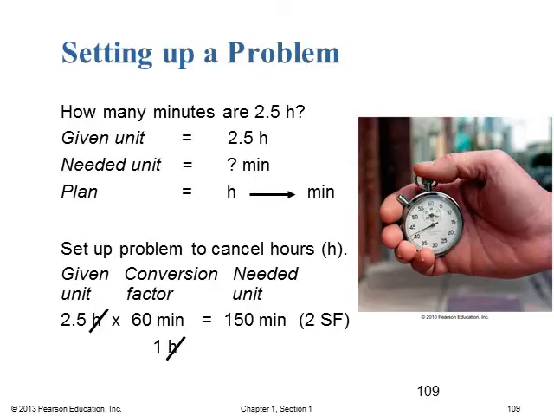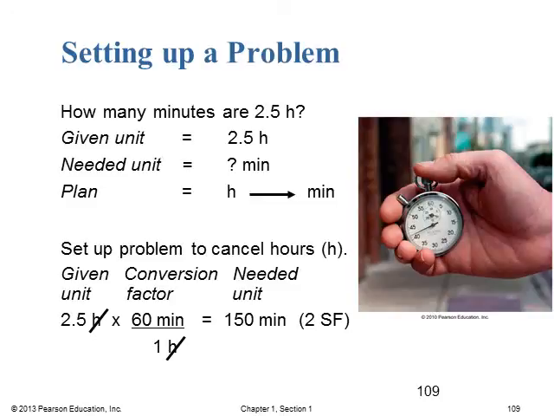All right, so here we have: how many minutes are in 2.5 hours? Our given unit, again, is given to you, 2.5 hours. What you need is asking for how many minutes. So our plan is to go from hours to minutes. And we know that there's 60 minutes in 1 hour. So we set up our equation. We are given our unit, 2.5 hours.